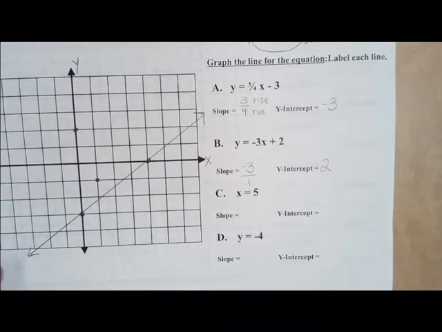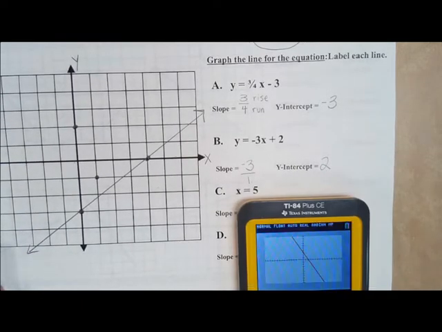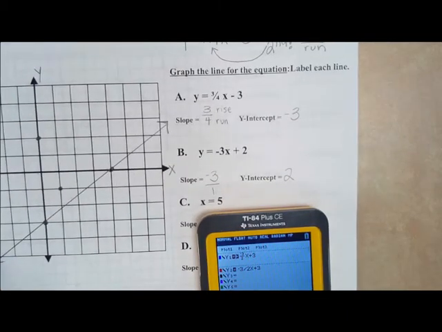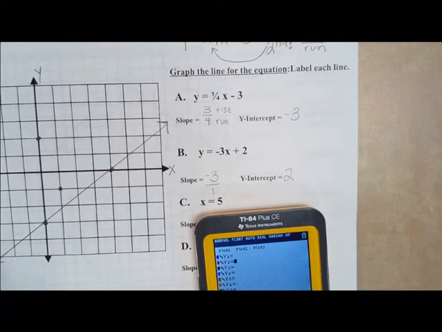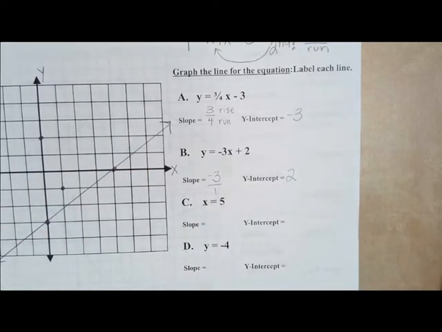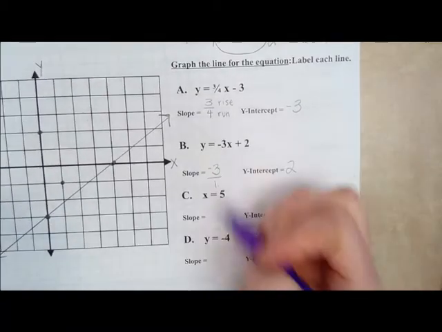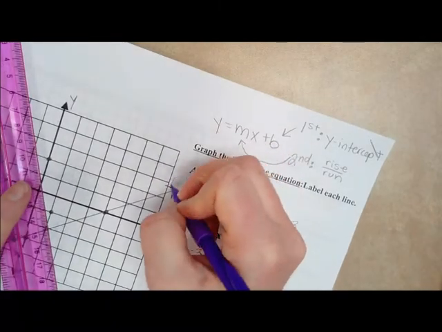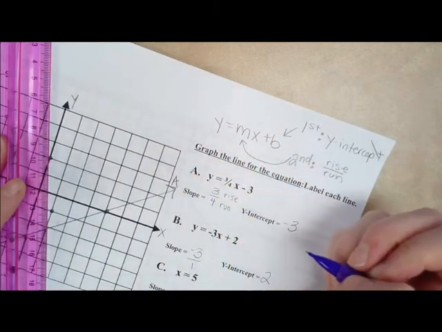Remember, that's negative. Something I forgot to mention, in this class anyway, was going on your calculator and double checking your graph with the one that's given. That'll be on the next set of problems. Okay, the next one, oh, I forgot to make the line and label my line.